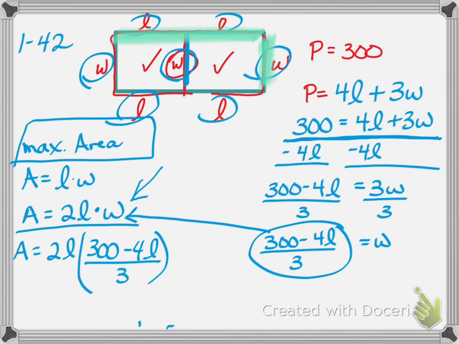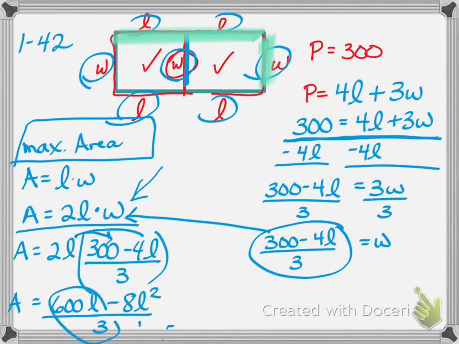Let's see if we can simplify that a little. 2L times 300, 600L, minus 2L times 4L is 8L squared, all over 3. Now you can choose to divide both of these by the 3 if you want, or not. It's totally up to you. I think I'm just going to leave them as they are.